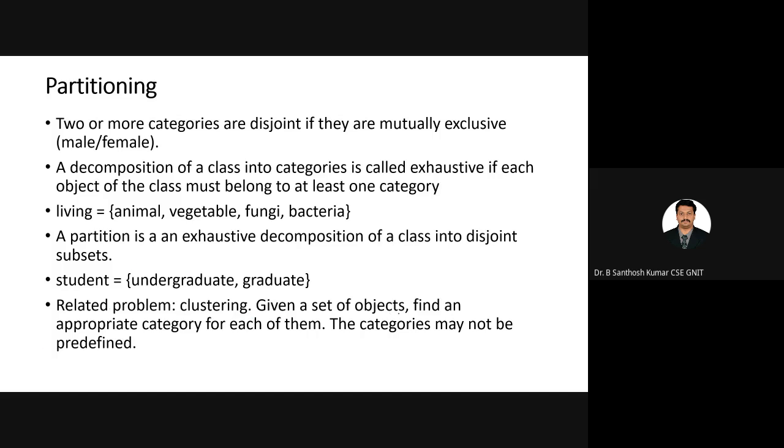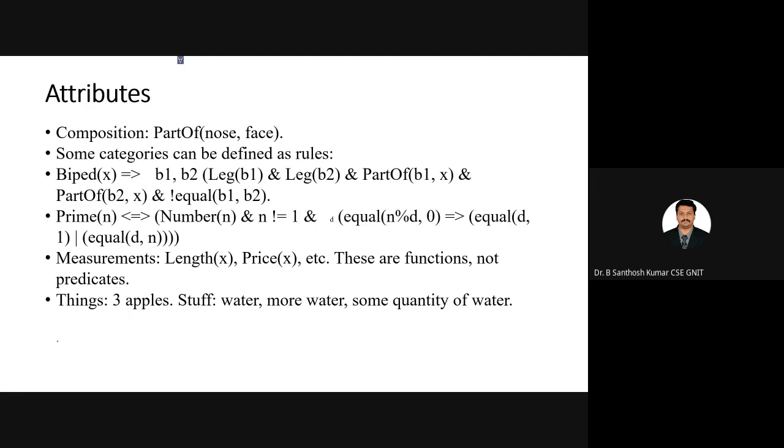Given a set of objects, find an appropriate category for each of them. The categories may not be predefined. Then the next one is the attribute, which is also called a column name. For example, in a relational table, each piece of information, suppose we are giving the hall ticket number, that is one attribute. Then your name is one attribute. Then your gender is one attribute.